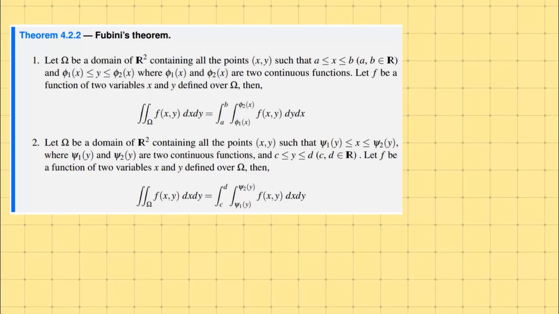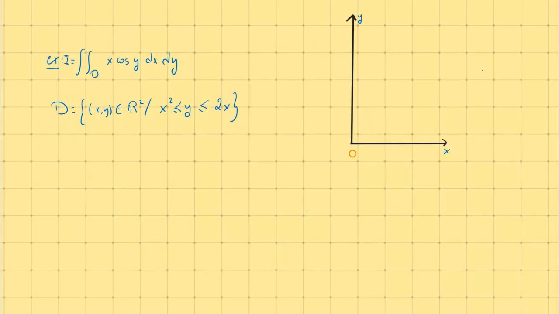Let's check an example about this. Let's take then the function x cosine y that we would like to integrate on the domain given by all the (x, y) in R squared such that y is between x² and 2x. So x² is a parabola and 2x is a straight line. By the way, you always have to sketch the domain to decide which sections you are going to take, the horizontal sections or the vertical sections.